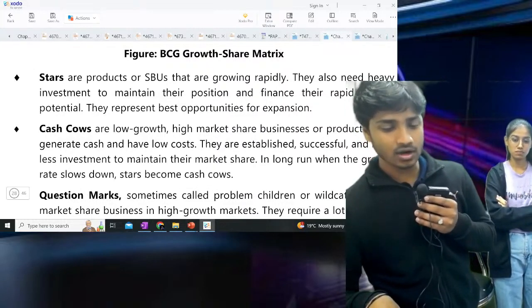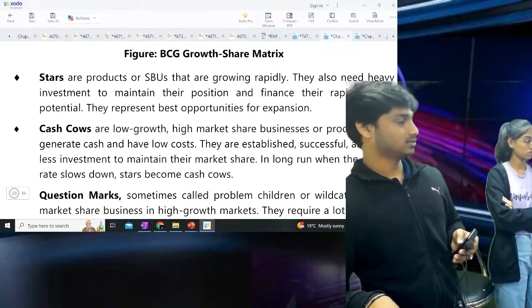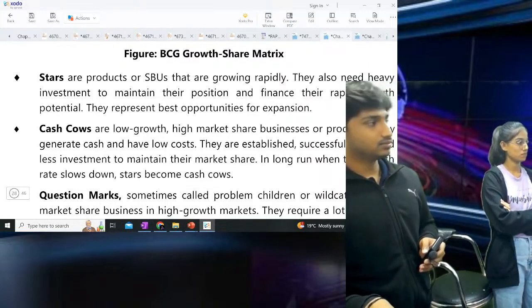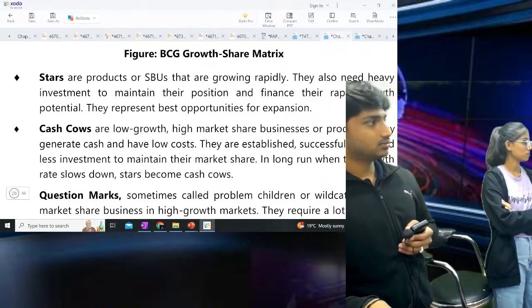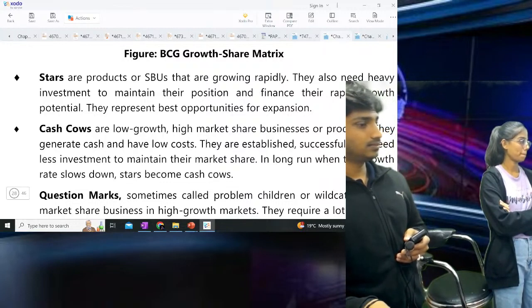They represent the best opportunity for expansion. There is a lot of growth involved in Star. Tell three examples. Write there: Jio Cinema.